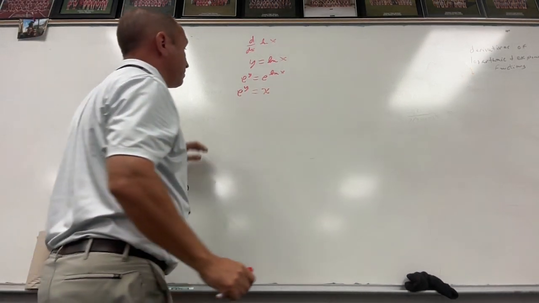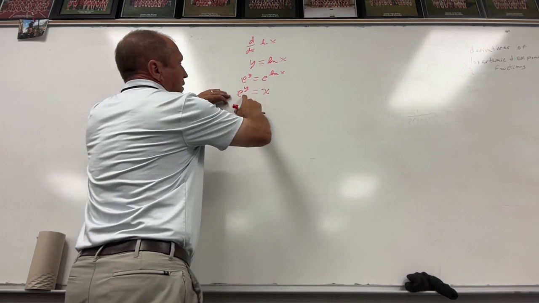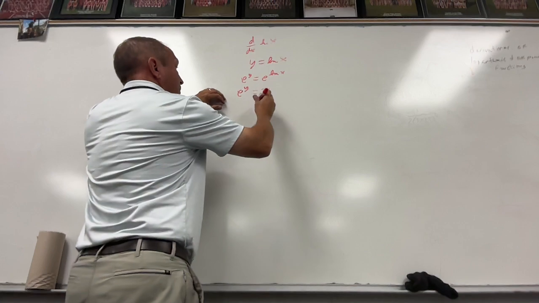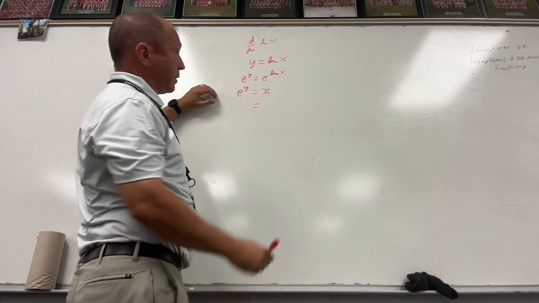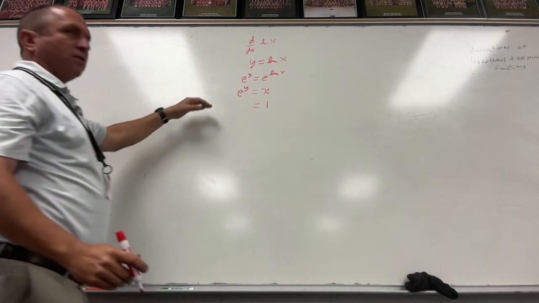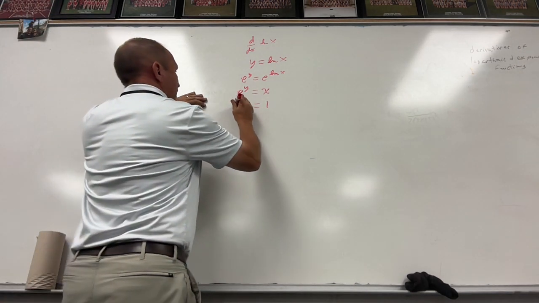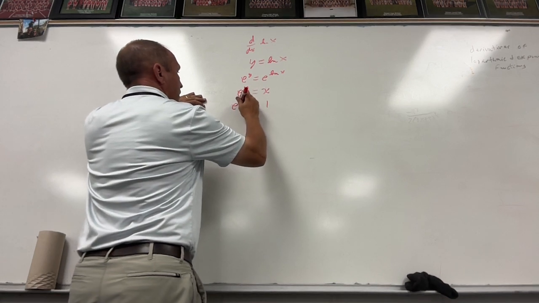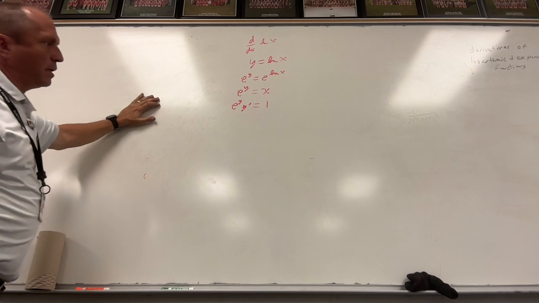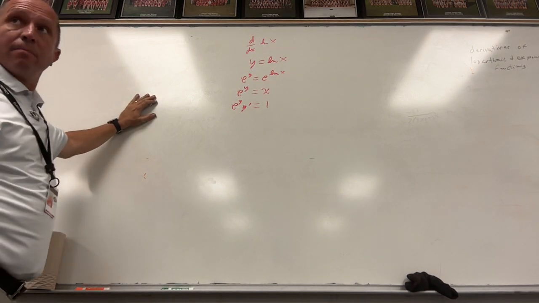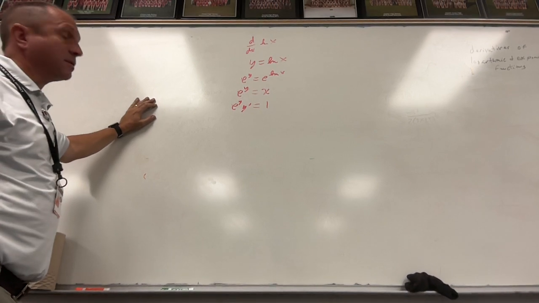All right, now I get to this point right here. Now I want to take the derivative of this. What's the derivative of x? 1, yeah. Now, what is the derivative of e to the y? Well, we just got finished looking at that. The derivative of e to the y is e to the y times y prime. Does this make sense? Yes.